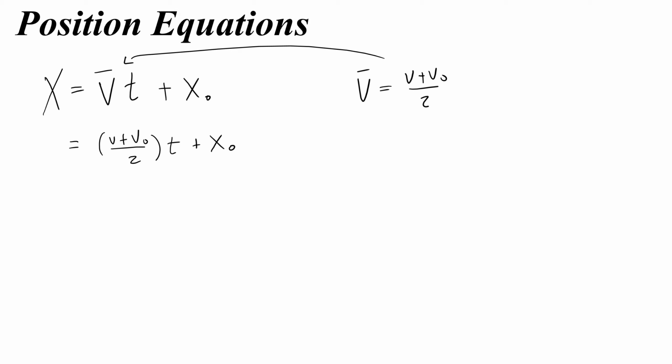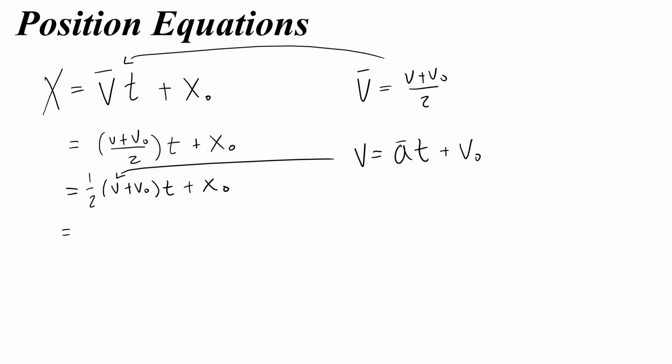But we're actually going to do one more substitution. What we're going to do is take this equation for accelerated motion, and plug it in for v. Before we do that, let's take the 1/2 out again. Okay, so it looks like what we had before. And now we're going to plug in v. So we get 1/2 times (at plus v naught plus v naught) times t plus x naught.